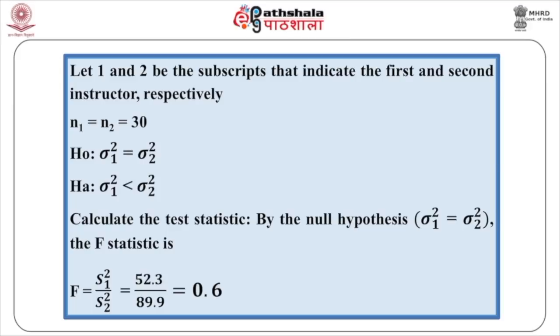Solution. Let 1 and 2 be the subscripts that indicate the first and the second researchers respectively. So, n1 equals n2, which is equal to 30. The null hypothesis is sigma 1 squared equals sigma 2 squared. The alternate hypothesis is sigma 1 squared is less than sigma 2 squared. Calculate the test statistic by the null hypothesis, that is sigma 1 squared equals sigma 2 squared. The F statistic is F equals S1 squared divided by S2 squared, which is 52.3 divided by 89.9, which comes out to be 0.6.